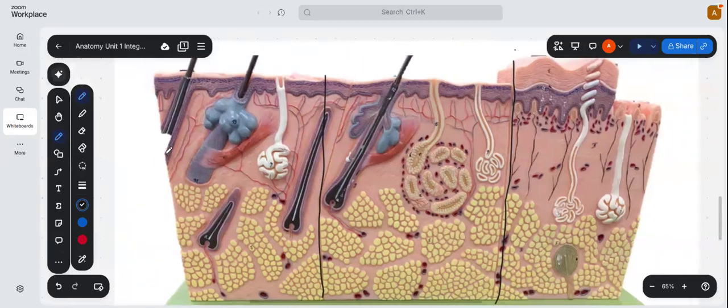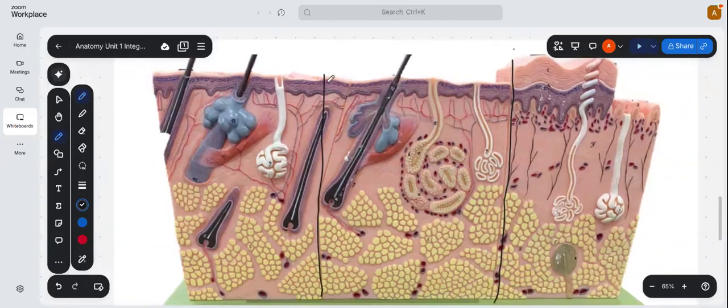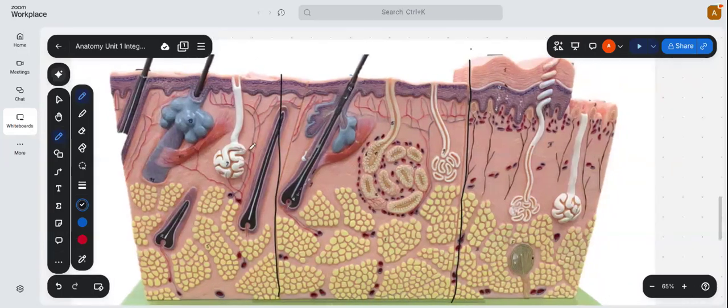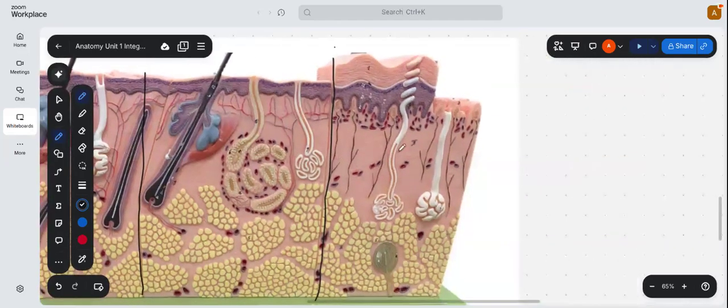And then finally, this last segment from this black line to the left end of the model would be considered to be the skin that is in your scalp. So, like your hair and everything like that. All right, so now, as I said, we're going to move into the dermis. The dermis in itself has two main layers.